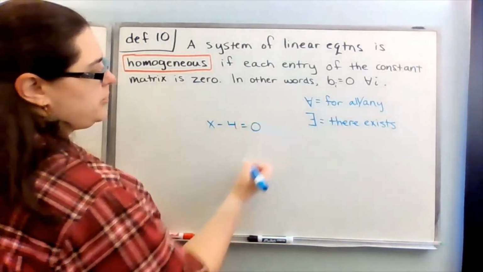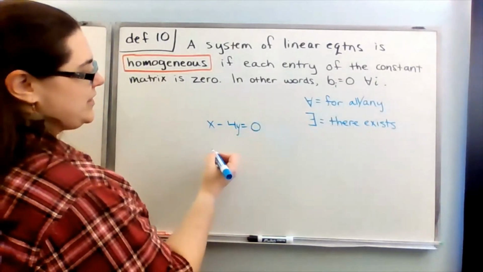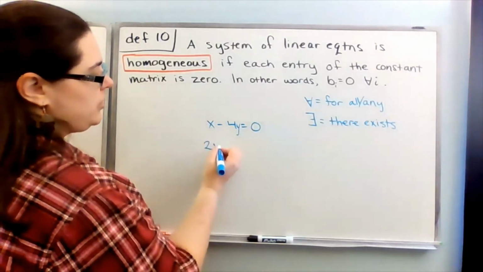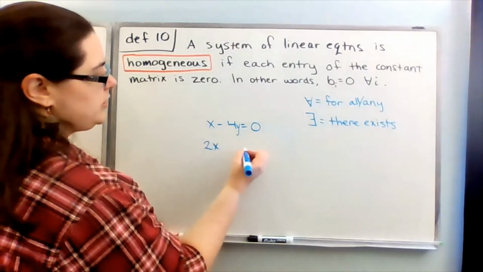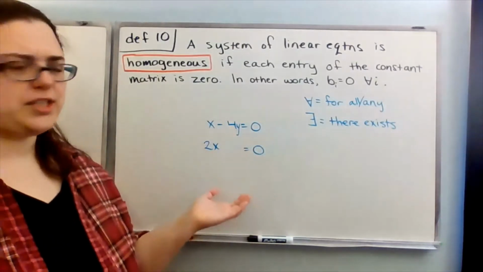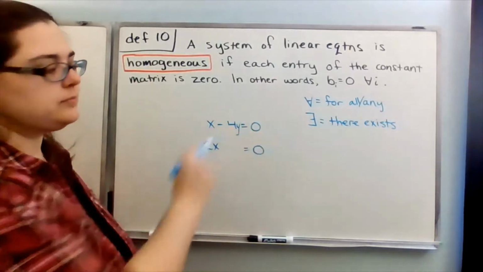So an example of something that might be a homogeneous system of linear equations could be x minus 4y equals 0, and let's go with 2x equals 0. This is just a basic homogeneous system, and what makes it homogeneous is we have these zeros here.